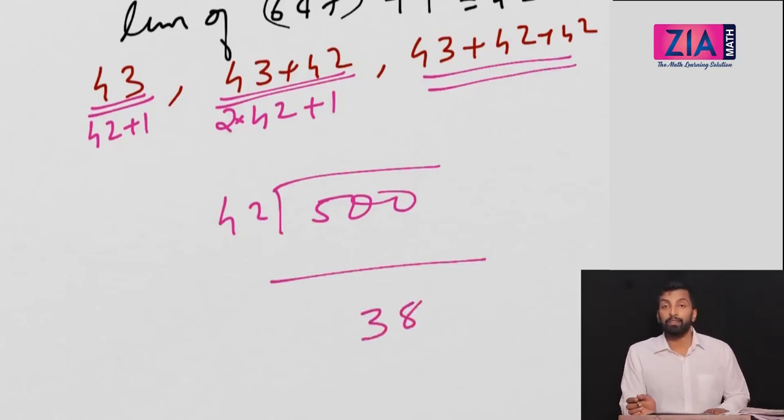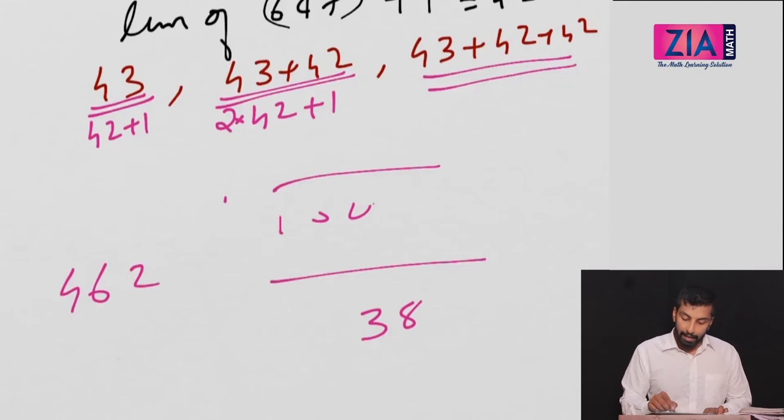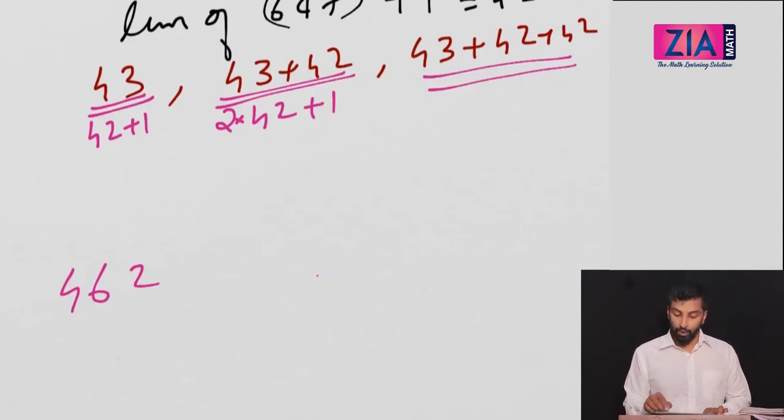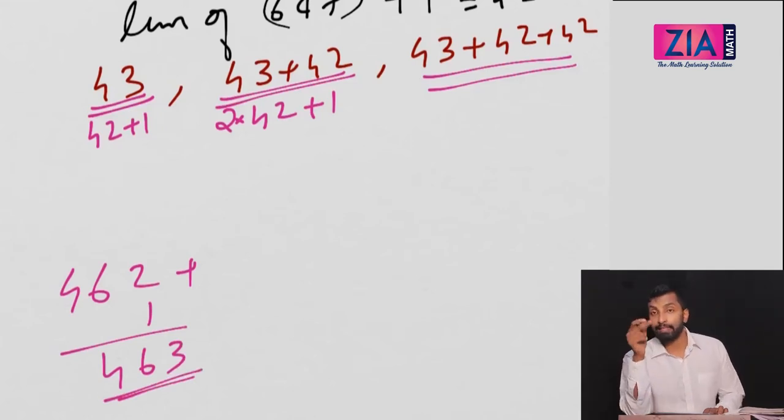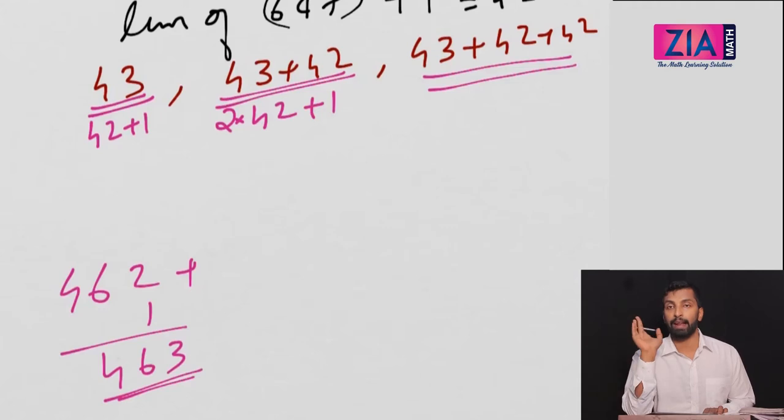So when you divide 500 by 42, you get 38 remainder. What does this mean? If you subtract this 38, you will get the multiple of 42. This 38 is the remainder. So subtracting 38 gives you 462. What I need is a multiple of 42 plus 1, so I will add 1. So I get 463. So I got the last such possible number less than 500. That is 463. Now I can find n, right?